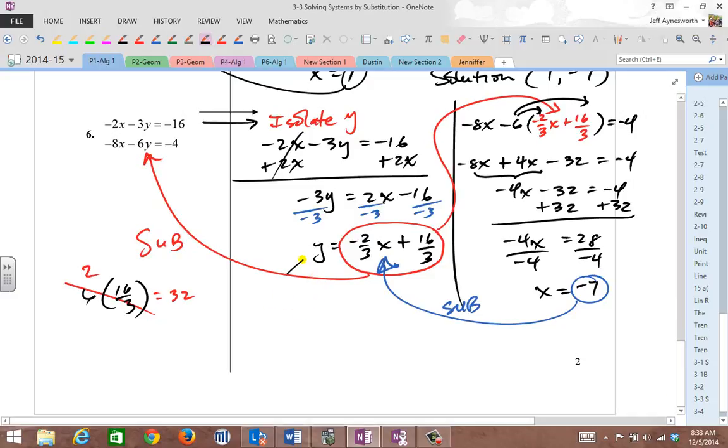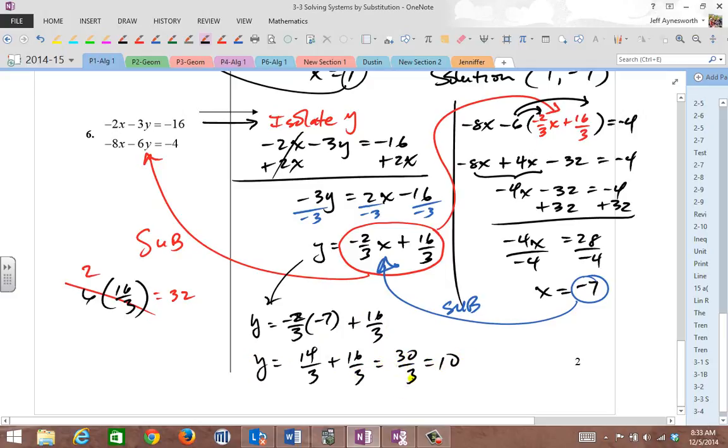So what do we get? Okay, so you get y is equal to negative 2/3 times negative 7 plus 16/3. Keep everything fractional. Y is negative 2 times negative 7, that's 14. So I get 14/3 plus 16/3. That's 30/3 or 10. Divide there. So my solution is known now. Okay, it's negative 7 comma 10. All right, there you go. And that's the substitution method.